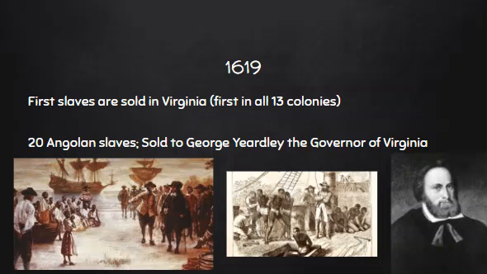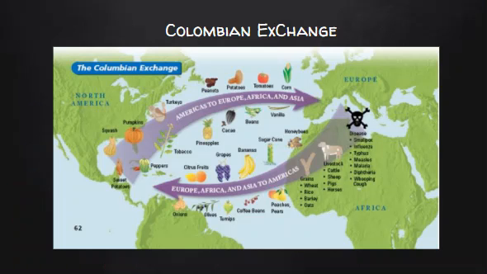So the first slaves in the United States were 20 slaves from a place in Africa called Angola, and they were sold to George Yeardley, who was famous for eventually becoming the governor of Virginia when it was a colony. Now, these slaves are obviously not the last slaves. Slavery will grow in the United States. By the time the Civil War comes, we will have 5 million slaves living within the United States. But what this initial slave trade does is it begins a flow of slaves to the United States.